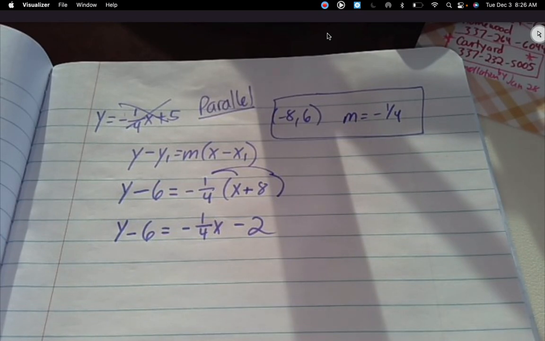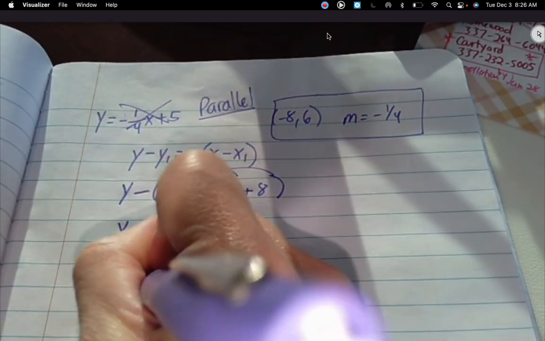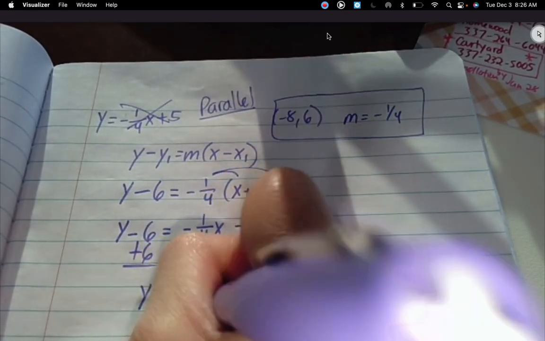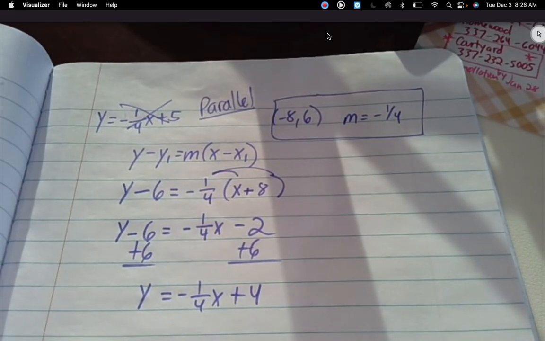You gotta get the y by itself. Very good. So you add 6. Yep. Very good. Y equals -1/4 x plus 4. I got y equals 1/4 x plus 8. That's because I told you positive 2. That's why.